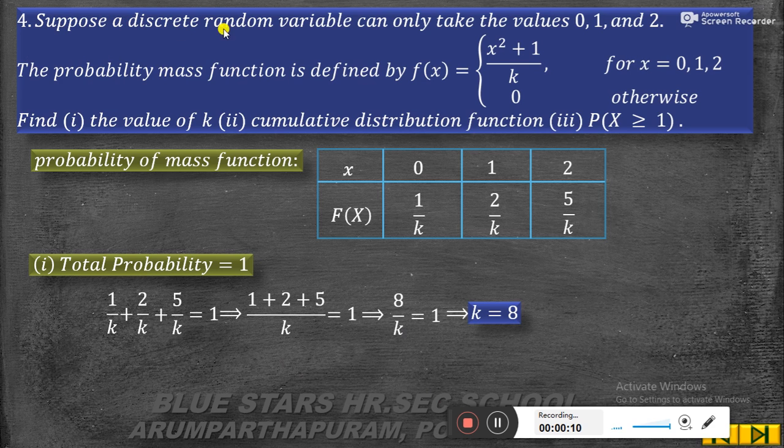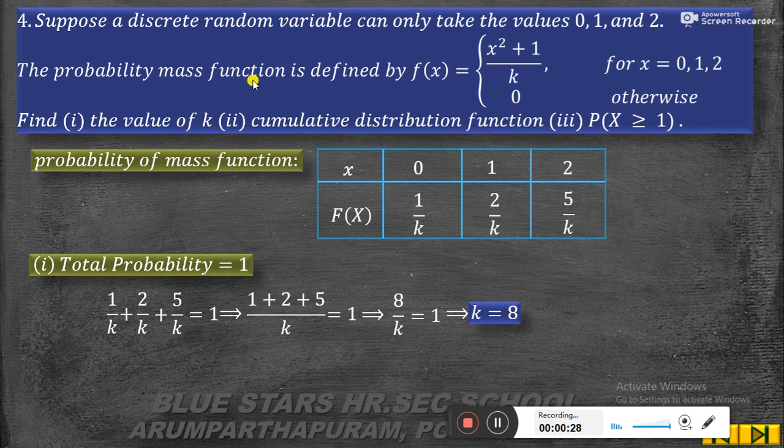Suppose a discrete random variable can only take the values 0, 1 and 2. The probability mass function is defined by f of x equal to (x square plus 1) by k for x equal to 0, 1, 2 and 0 otherwise. Find the value of k, the cumulative distribution function, and the probability of x greater than or equal to 1.